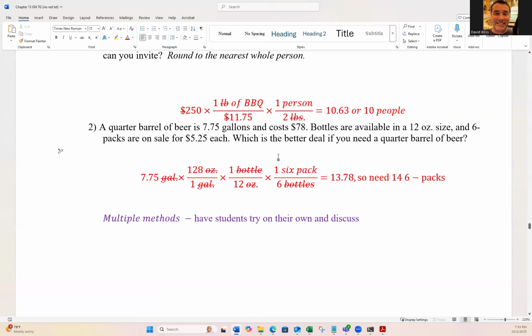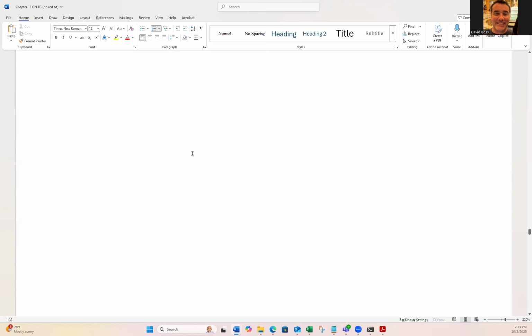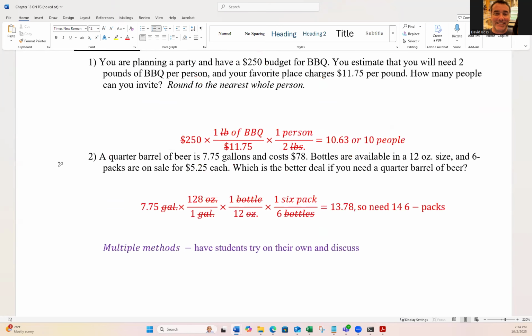So, 7.75 gallons times 128 ounces per gallon. Gallons cancel out. One bottle equals 12 ounces. Ounces cancel out. And then six bottles equals one six pack, so bottles cancel out. So we are left with, all right, it didn't account for price. So is there a continuation? Oh, I'm sorry. There's more to the answer.